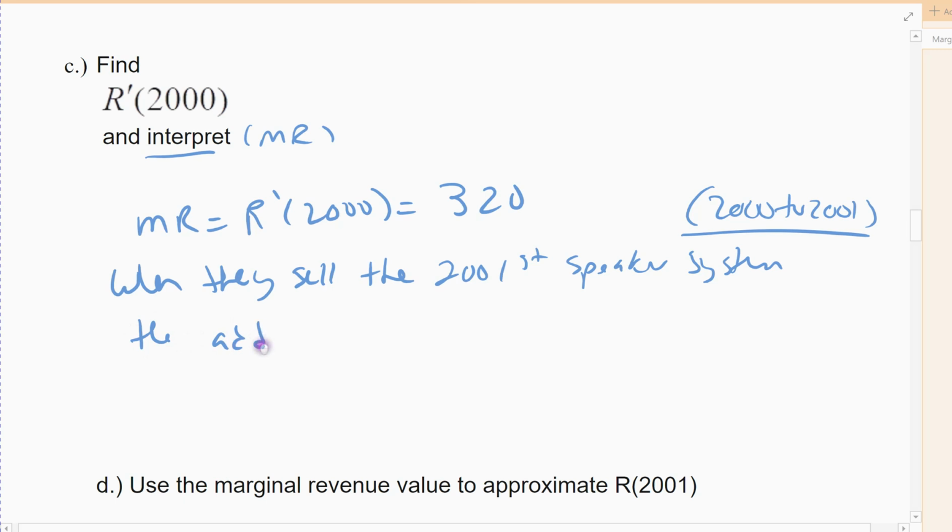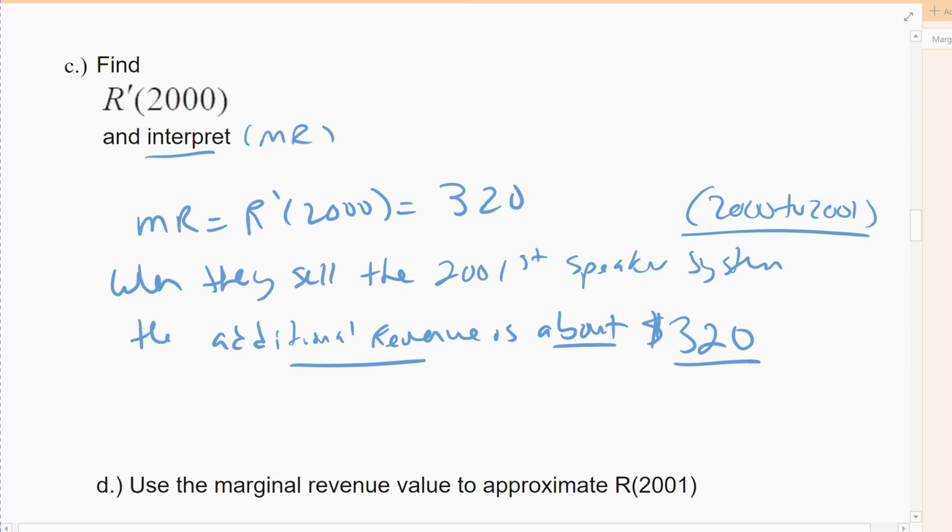the increase, again, is a positive number. So everybody's moving up. So the additional revenue is about, because it is an approximation, so we're adding revenue, we're adding about $320. So when they sell the 2001st item, they get an additional $320 in revenue. That's the extra revenue for selling that one more item.